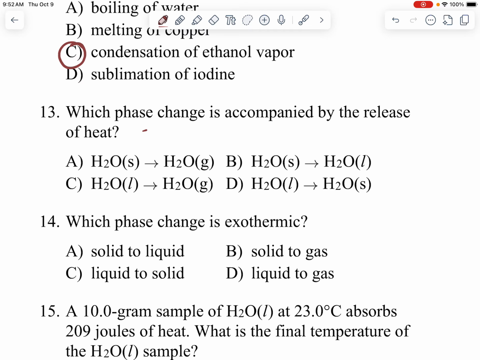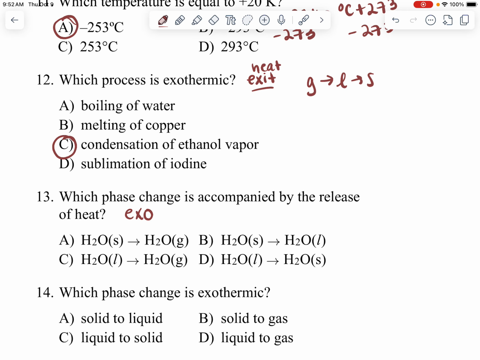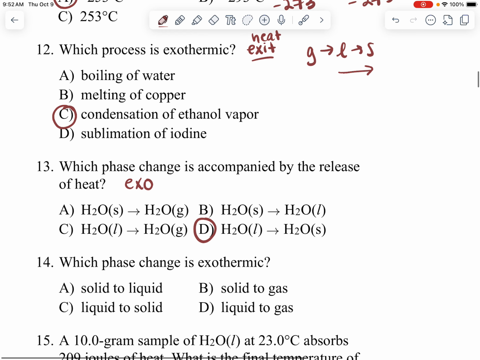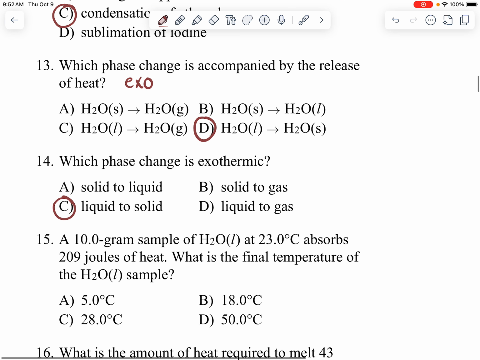Same thing, release of heat is exothermic. So I need gas to liquid to solid. Right, my only option that makes sense is liquid to solid. Right, we're cooling down. The other ones are all endothermic. Same question, just different wording. Exothermic, it's going to be liquid to solid. Because again, energy is released. We're going from liquid that has some movement and we're cooling down to a solid.